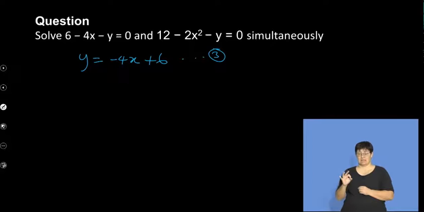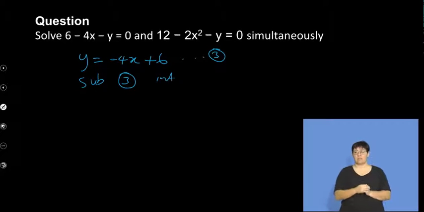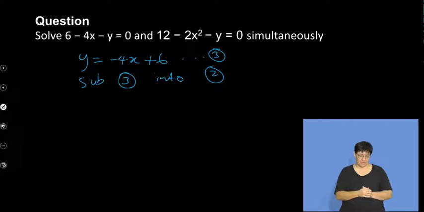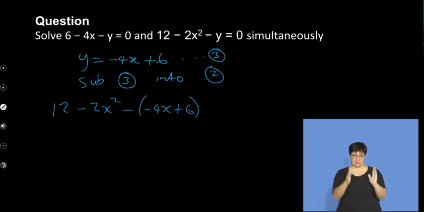Remember, the instruction is to sub 3 into the one that you did not use. Please remember, you are subbing whatever you just created into the one that you did not even touch. Because if you substitute it into the first equation, it will give you 0 equals 0, which will defeat the purpose of what you're trying to do. So this will be 12 minus 2x squared minus, I made y the subject of the formula, so it will be minus 4x plus 6, and this will be equal to 0. Then I solve for x.